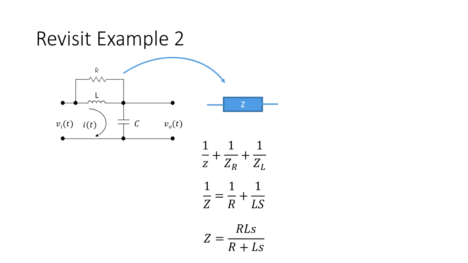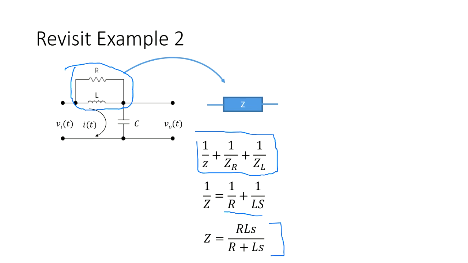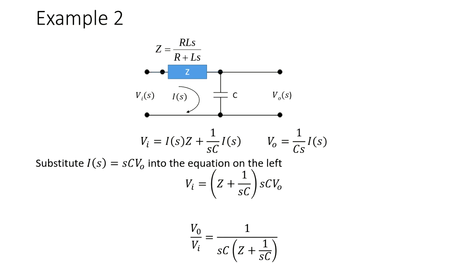Okay. Again, let's look at this one. You see, this is a parallel branch. So 1 over Z is 1 over ZR plus 1 over ZL, which is this. Or we can write it directly, R times LS over R plus LS. And then we replace that with this Z, which is in series with C.